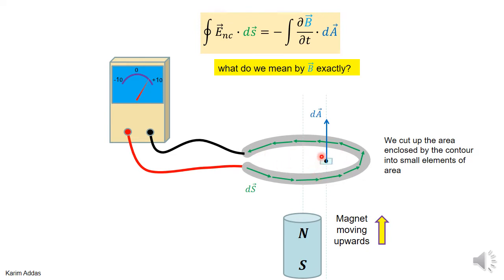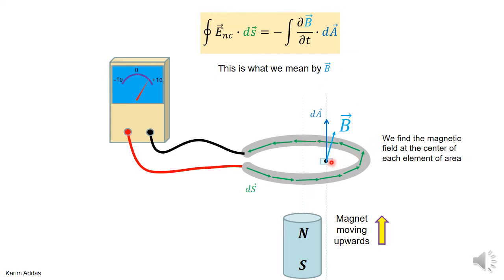Well, cut up this area into small elements, and the same way we always do, define an area vector to be at the center of each element of area. There's an area vector, it's perpendicular to the surface. And we said it's going to be in this direction because of the right-hand rule, it's going to be pointing upwards. So what do we mean by B then? B is the magnetic field at the center of each one of those elements of area. So that's what the B vector at that location is then.